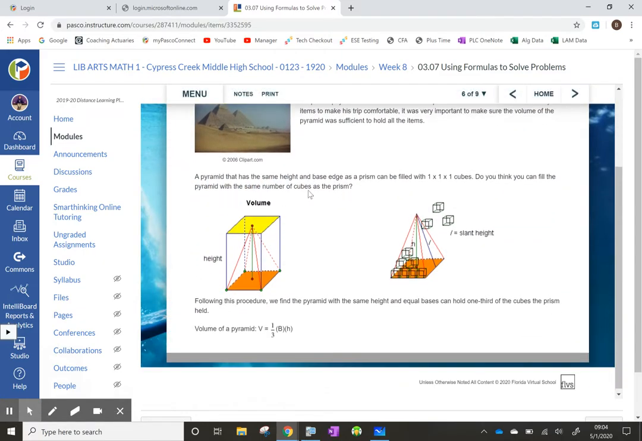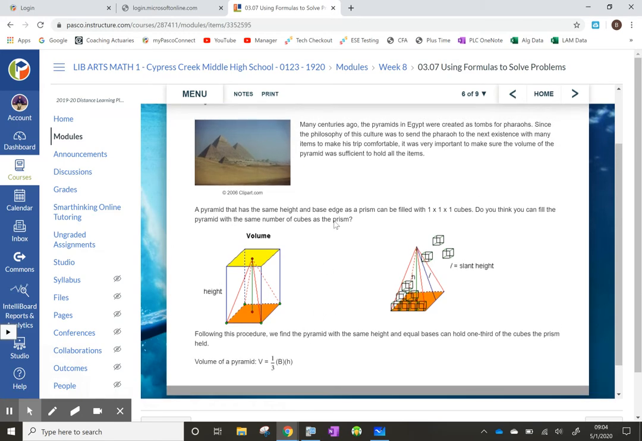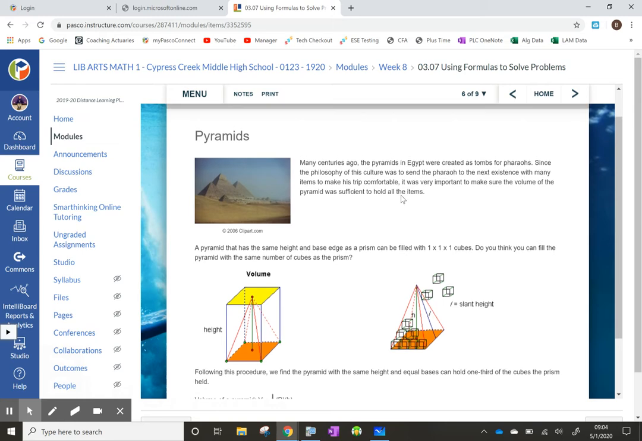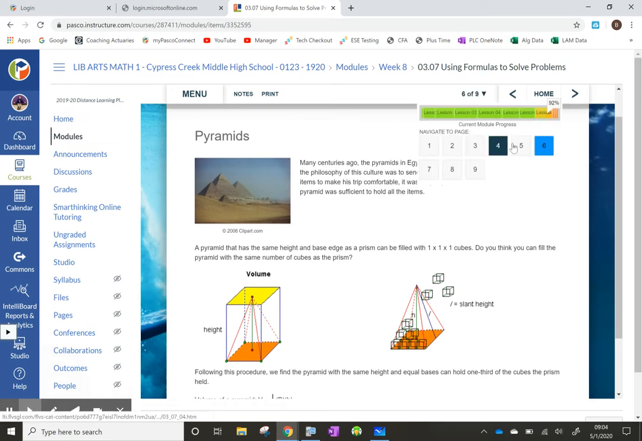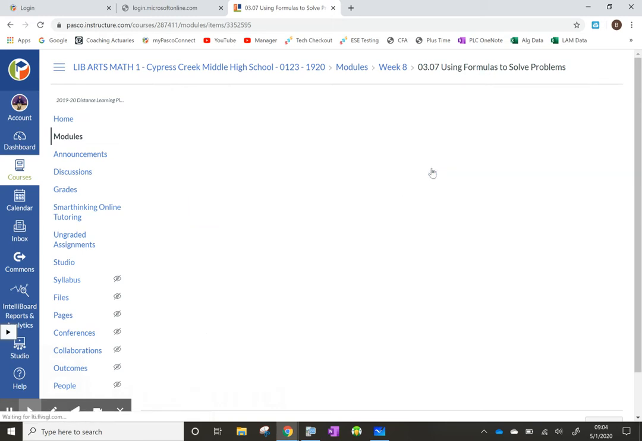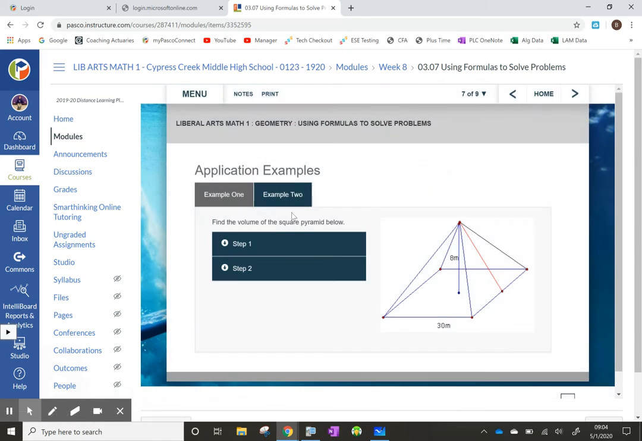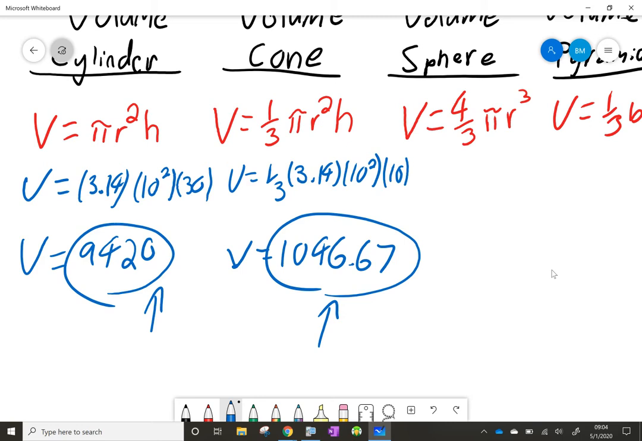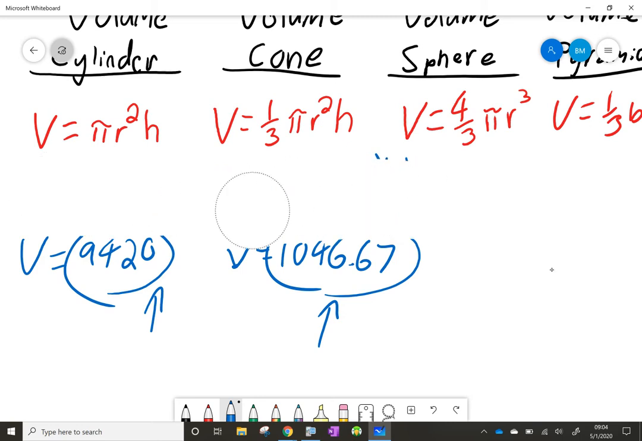So this is pyramids again, gives you the volume of a pyramid. We've already kind of talked about this. So I'll let you guys analyze this if you're interested, but let's get into some of the more mathy stuff. All right, so find the volume of the square pyramid below. Okay, so here's our square pyramid. We already have our pyramid formula. Let me erase all this stuff since we don't need that anymore.